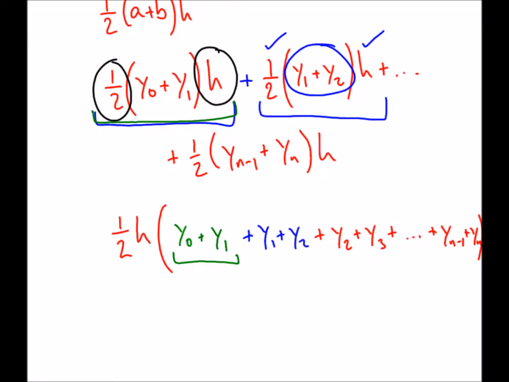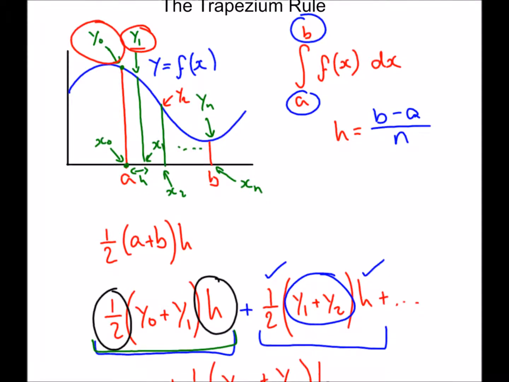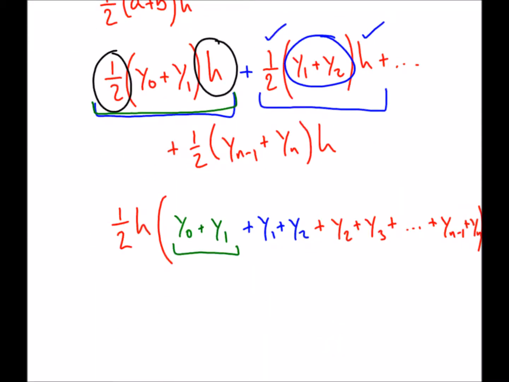So that's looking good. I've saved myself some effort. I've saved myself having to press a half h every time. But these y numbers tend to be horrible decimals. In the question before, we had our y numbers as being things like 3.63719. I don't want to keep on having to type in these really long, horrible decimals. So it's really effective if I can collect my like terms.